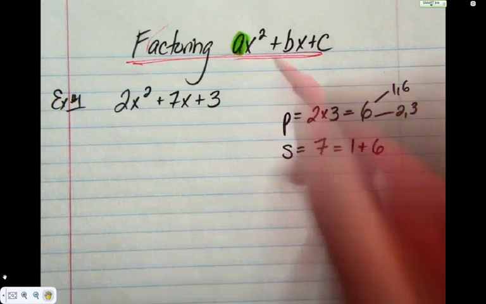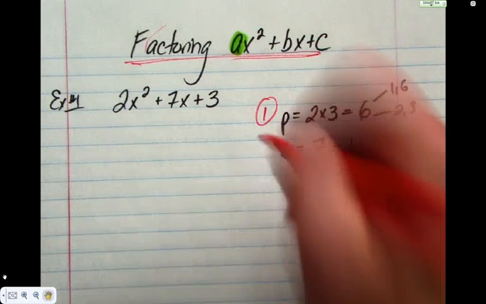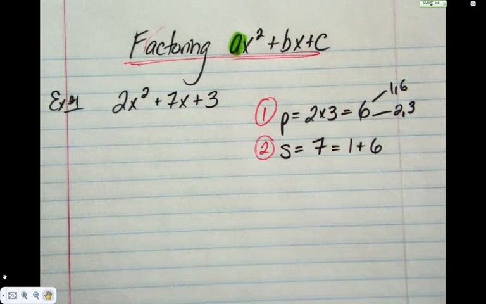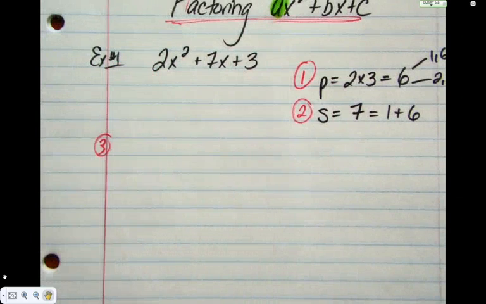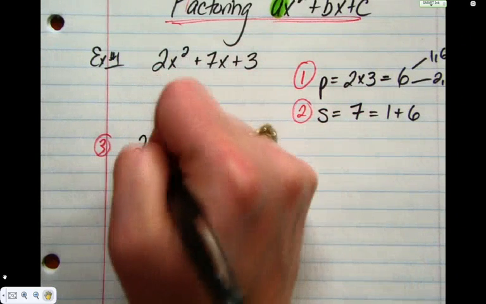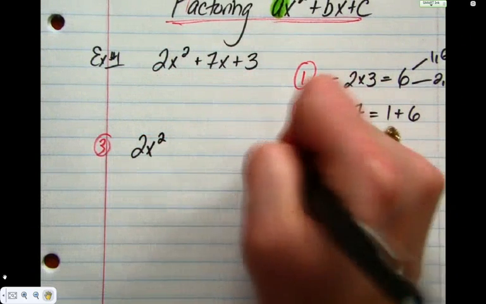Okay, so I'm just going to make a note. This was step 1, and this was step 2. Step 3, I'm going back to the question. I'm going to write down the first term. I'm going to leave a space, and I'm going to write down the last term.